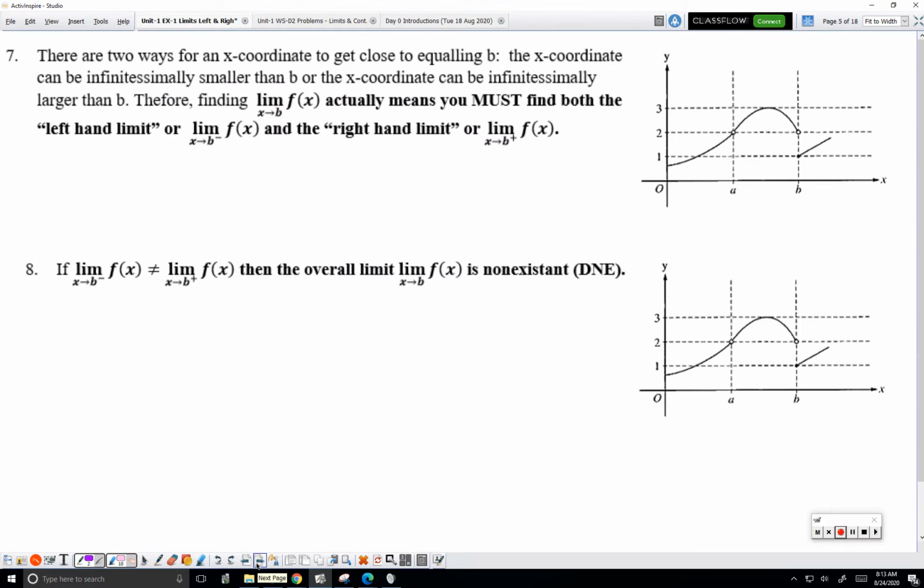Okay, we've already talked about it. You can't forget, there are 2 ways for an x-coordinate to be infinitesimally close to equaling some number. You can be infinitesimally more or infinitesimally less. They do give names to that. When we are infinitesimally less, we refer to that as the left-hand limit, just because as you look at the graph, you're on the left side. Infinitesimally more is the right-hand limit. And you must know this notation right here. They will test you on that notation.